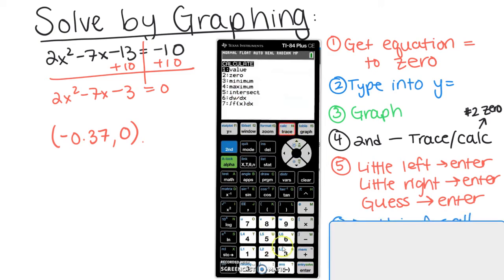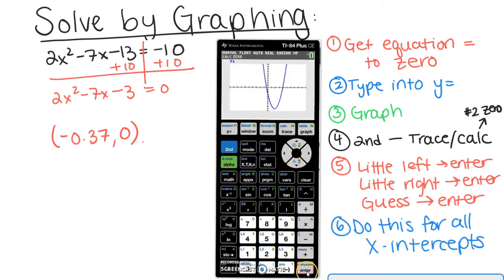Because it's almost the same thing for this next part, you are going to do second trace, choose option 0. You're going to scroll over to that other x-intercept, press enter a little bit to the left, go a little bit to the right and press enter, and now make a guess and press enter. And there is our second point, 3.87, comma, 0.